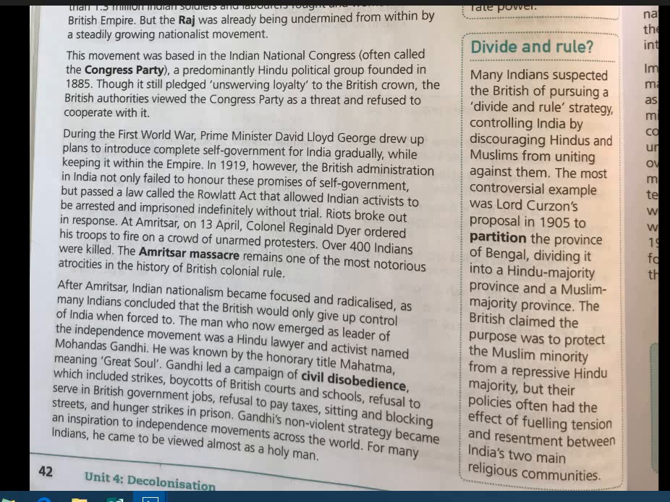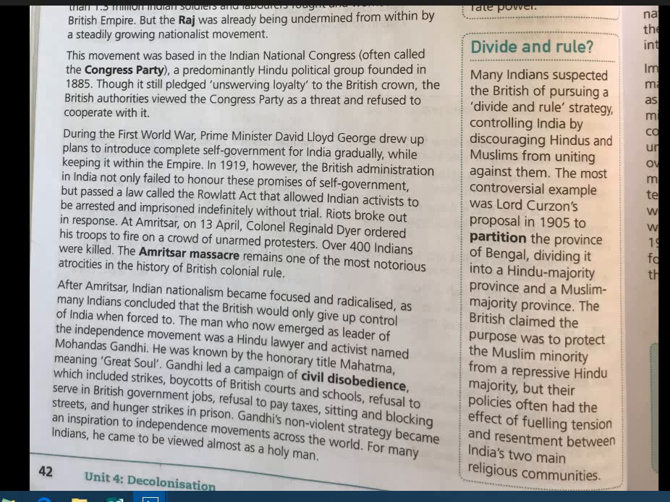The man who now emerged as leader of the independence movement was a Hindu lawyer and activist named Mohandas Gandhi. He was known by the honorary title of Mahatma, meaning great soul. Gandhi led a campaign of civil disobedience, which included strikes, boycotts of British courts and schools, refusal to serve in British government jobs, refusal to pay taxes, sitting and blocking streets, and hunger strikes in prison. Gandhi's non-violent strategy became an inspiration to independence movements across the world. For many Indians, he came to be viewed as almost a holy man.